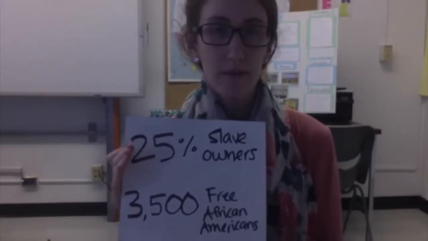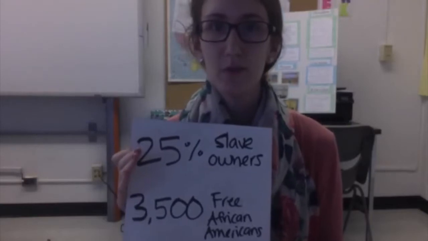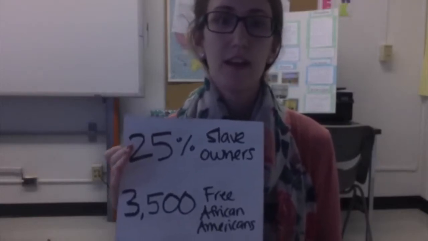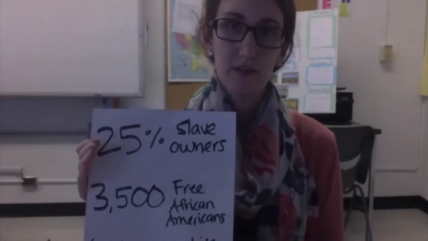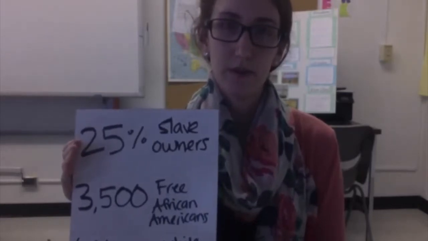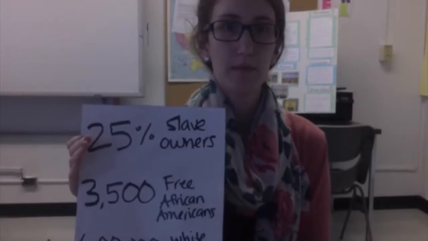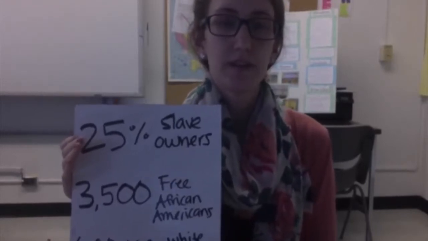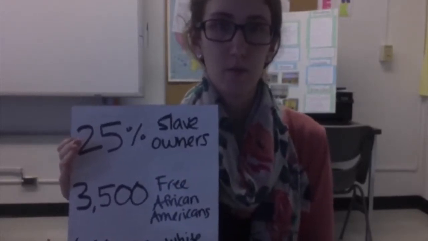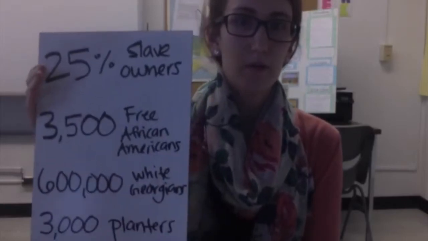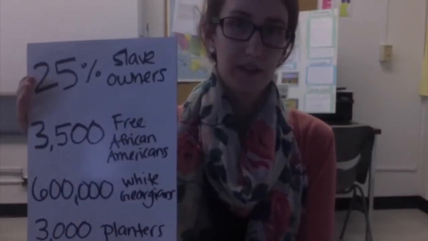They were given freedom for different reasons, but they still had to register as freed slaves, and they didn't have as many rights, they didn't have rights even though they were freed. They were still considered less in society than even really poor white people. And in Georgia, there was 600,000 white people, and there were only 3,000 planters. And so the planters were the class of people who owned plantations, and they grew cotton, pecans, peaches, any of those things that we were farming.